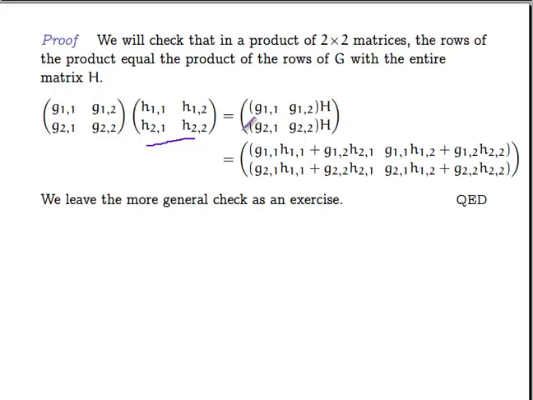I can take the product here of G11, G12 times H and evaluate that, and I just work it out, and you can recognize this as the product of G times H. Okay. All right. So you can work it out both by doing straight multiplication and by multiplying each row by the corresponding matrix H. And you can do the others similarly.